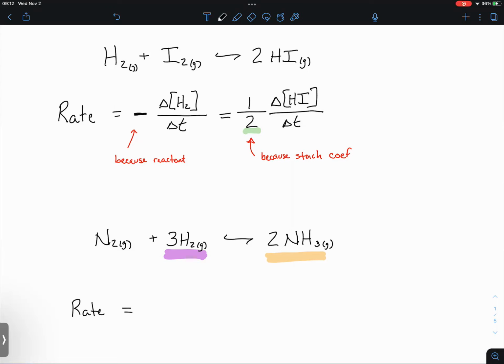Okay, for my hydrogen gas, it's a reactant, so it's going to have that negative sign. And I'm going to have to divide by that stoichiometric coefficient of 3. So I would multiply the change in hydrogen concentration over the change in time by -1/3. This would be equivalent to if I monitored the amount of product produced in the reaction. In that case, it would be 1/2, dealing with that stoichiometric coefficient, the change in concentration of ammonia over the change in time.